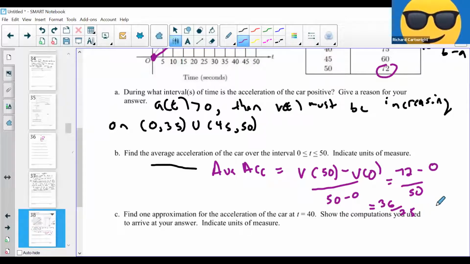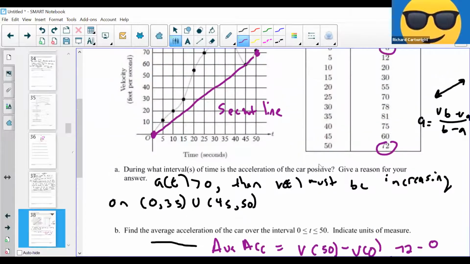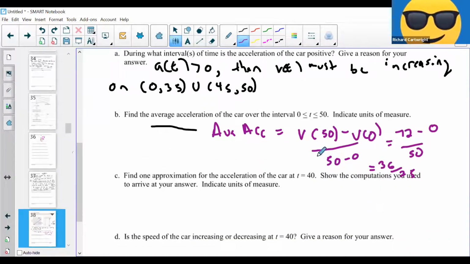Oh, I need my units. It was seconds and feet. So I have to write feet per second squared. C. Find the approximation for the acceleration of the car at t is 40. All right, he just said an approximation for the acceleration at 40.